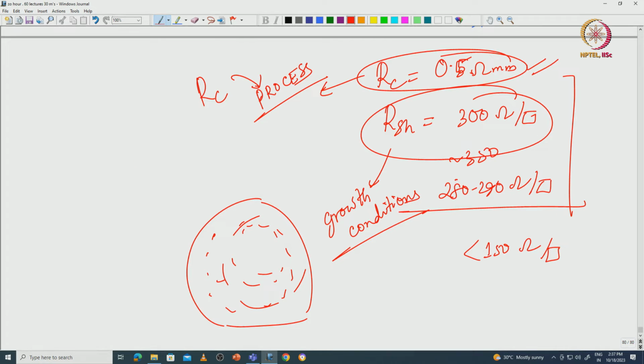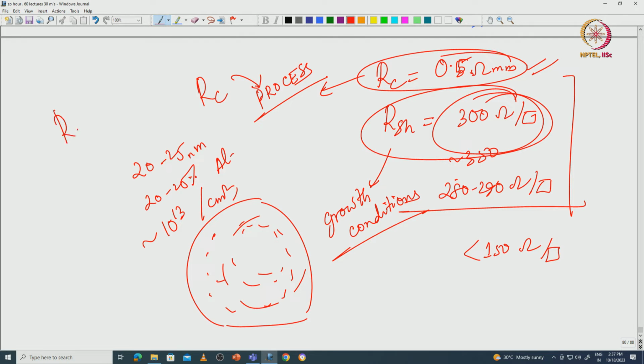So, typically for an AlGaN/GaN HEMT with 20 to 25 nanometers of AlGaN with 20 to 25% aluminum composition, with a 2D electron density of around 10^13 per centimeter square and a sheet resistance of 300 ohm per square, the typical contact resistance that you should get should not be more than 0.5 ohm-millimeter. Okay, should not be more than that.